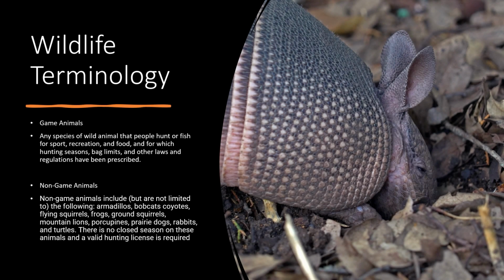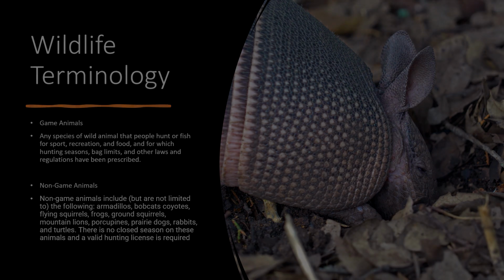Okay, let's finish up by defining the terms game and non-game species. A game species is usually one that is intended to be hunted or used for recreation, whereas a non-game species is not intended to be hunted or used for recreation. In most states, the terms game and non-game are defined legally, and so it's best to check with each state to know and understand the rules regarding game and non-game species.